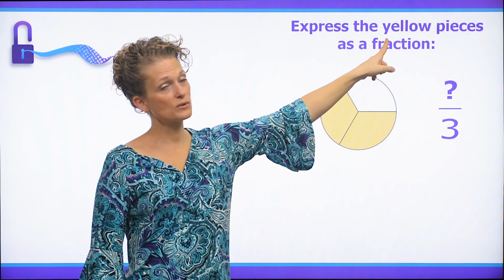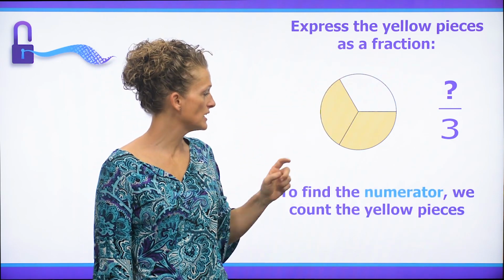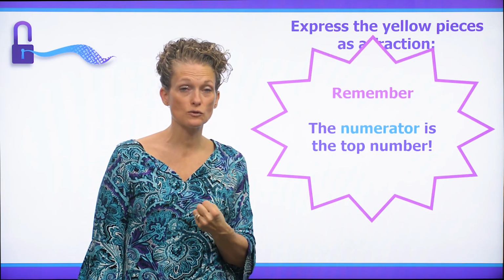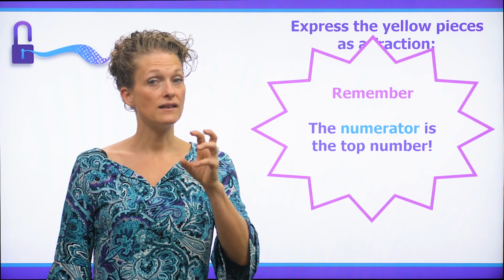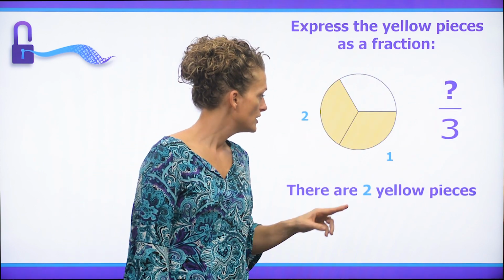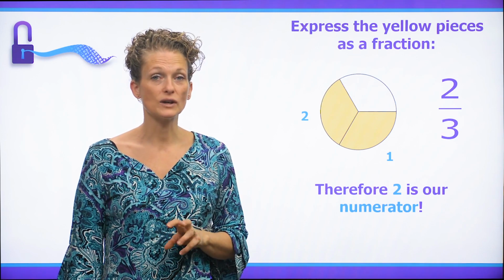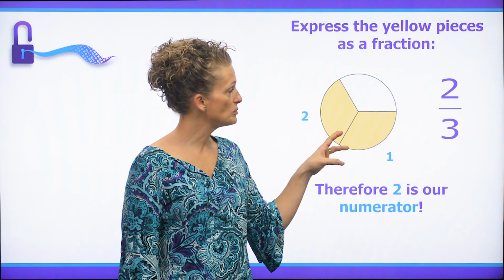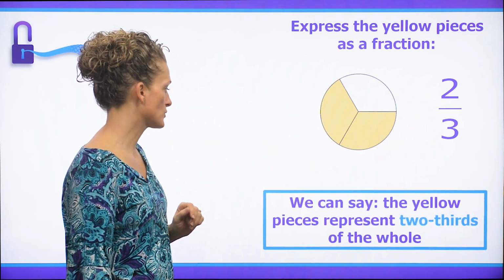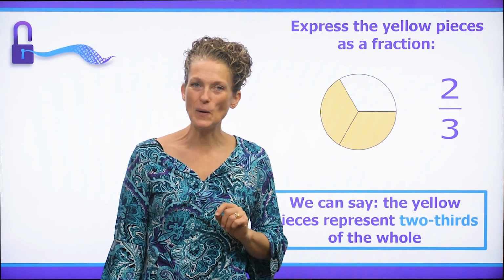Then if we come back to the original question, it says, express the yellow pieces as a fraction. So we need to know how many yellow pieces we have, and that gives us the numerator, the top of the fraction. Remember, the numerator represents the number of pieces that we actually have, the part of the whole. In this case, we have 2 yellow pieces, so the numerator is going to be 2. So the yellow pieces expressed as a fraction is 2/3. We can say the yellow pieces represent 2/3 of the whole.